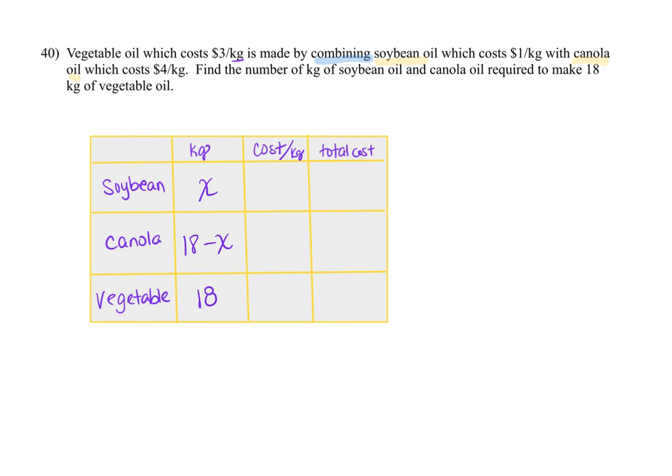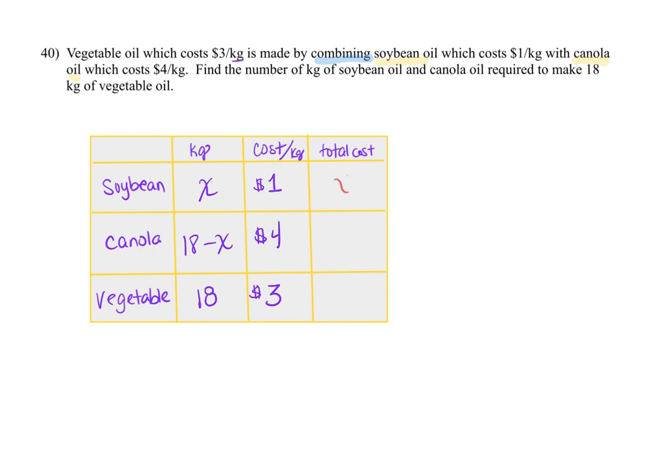All right? Cost. Vegetable oil costs $3 per kilogram. Which row does that need to go in? Well, that needs to go in the vegetable row. $3. Soybean oil costs $1 per kilogram. That's going to go with my soybean. Canola costs $4. That's going to be with my canola. All right. To get the column over here, we just multiply across.